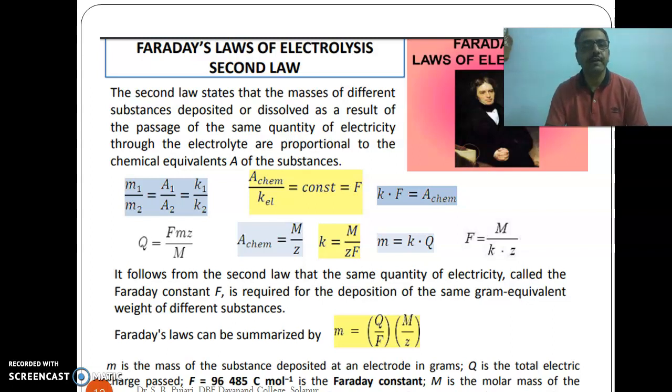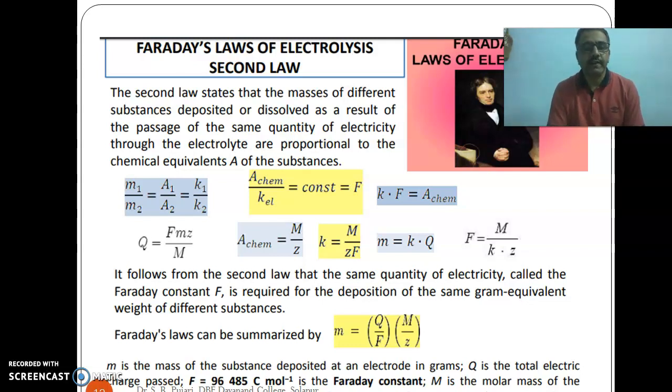Mathematically, you can represent the mass of the first metal to the mass of the second metal, for two electrolytic cells, as equal to the chemical equivalent of the first divided by the chemical equivalent of the second, that is equal to K1 upon K2, where K are the electrochemical equivalents. So if you pass 1 Faraday of electricity, that is 96,485 coulomb per mole, then we always get the 1 gram equivalent weight of that substance.